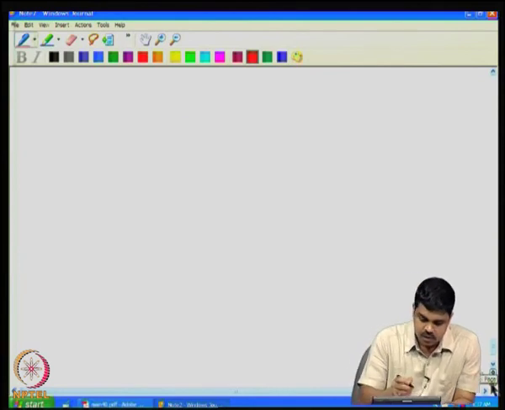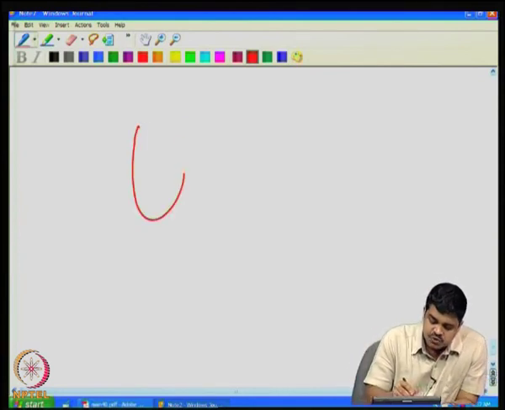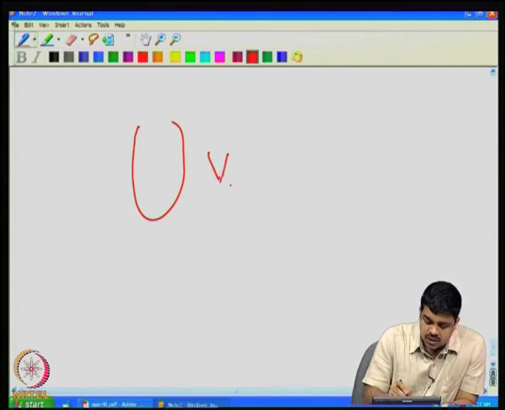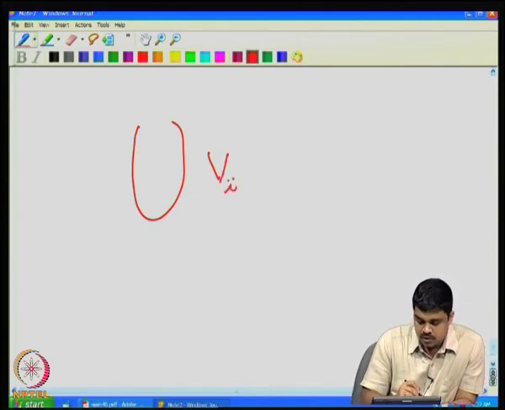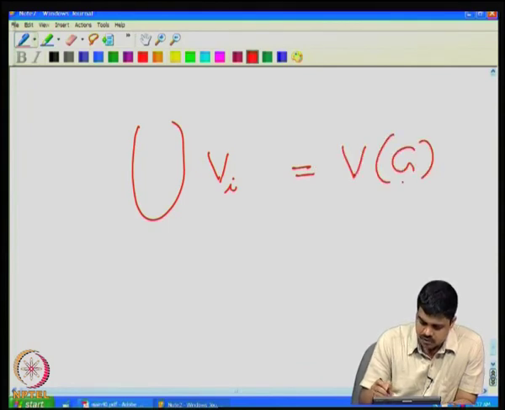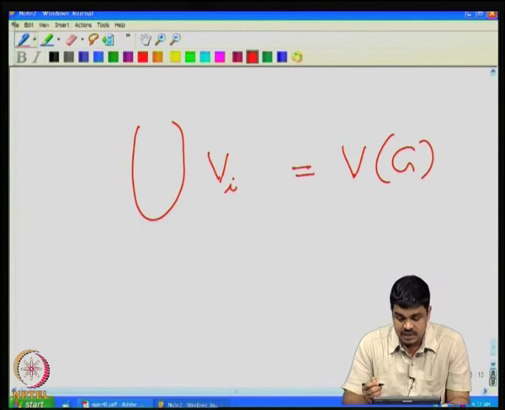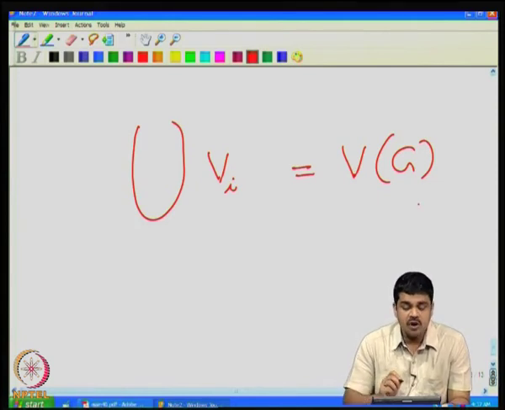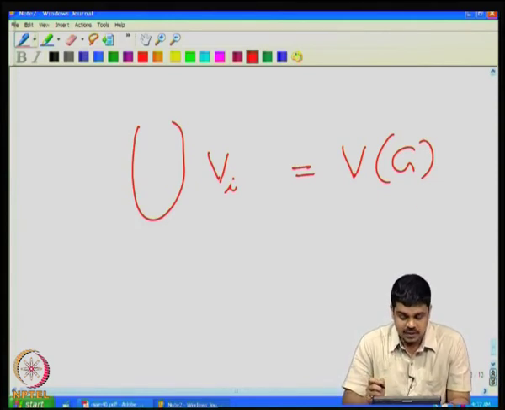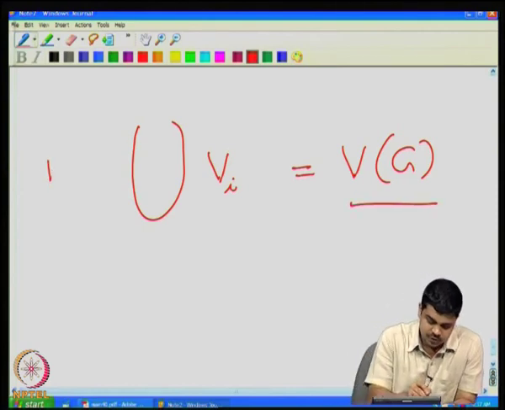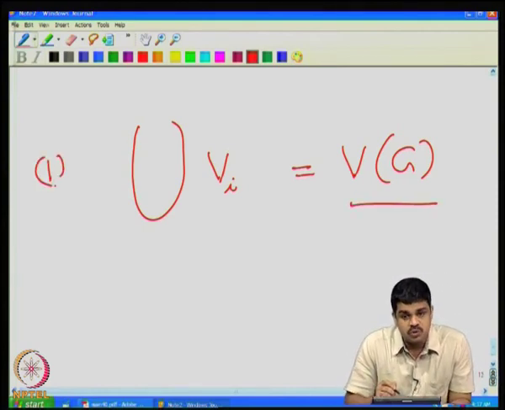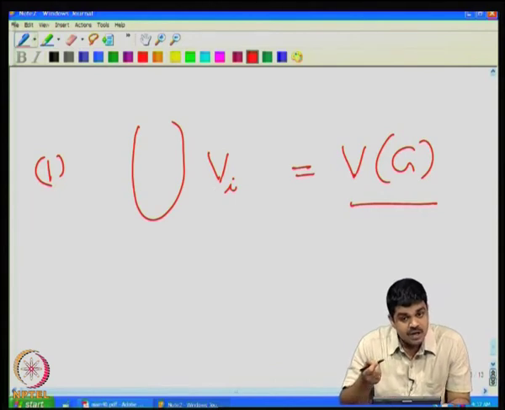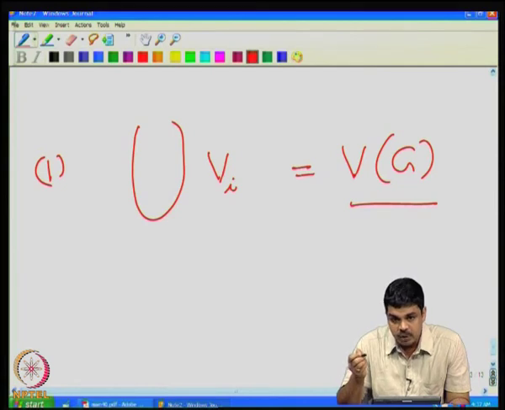We need to make sure that these subsets satisfy certain properties. One property is, if you take the union of all these subsets, we should get the total vertex set of G. It is not allowed that there exists some vertex of G which does not belong to any of these subsets. This is the first rule. Each vertex should go to at least one set; some of them can go to more than one set, that is okay, but we do not allow a vertex not to go in any.